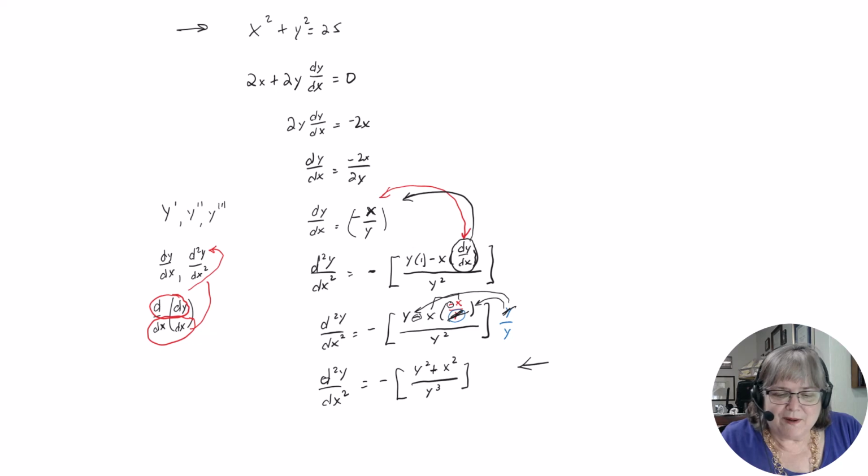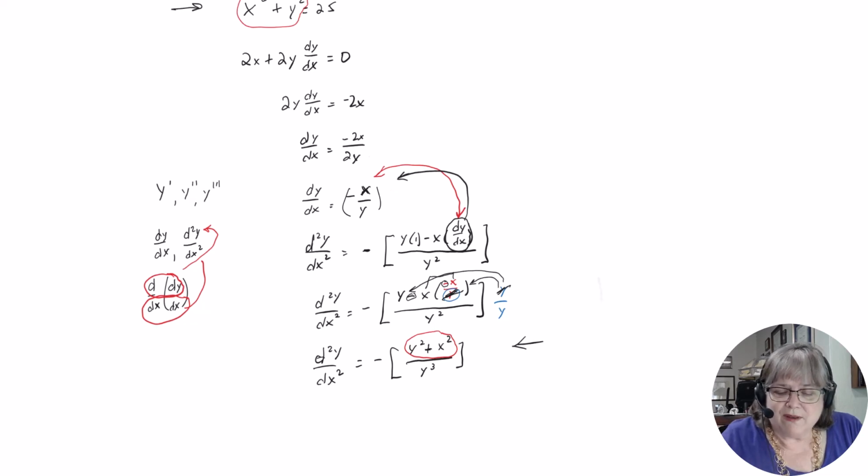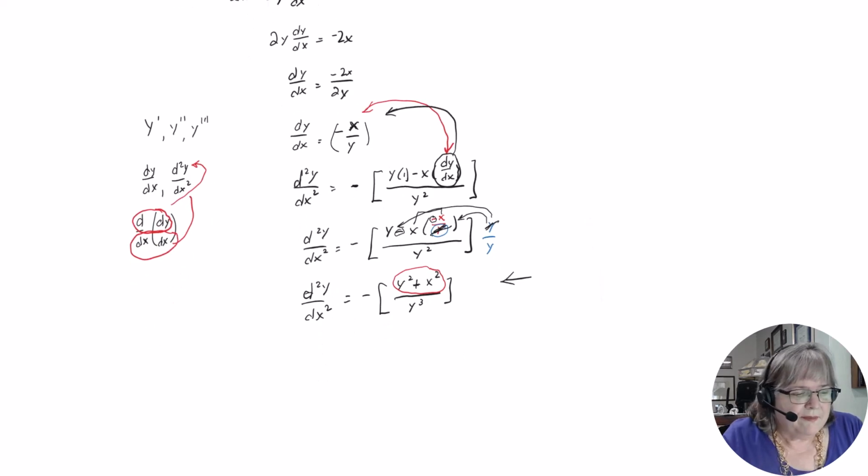Okay, do you see this part right here? This is x squared plus y squared. Even though this is backwards, this is x squared plus y squared, right? And the initial problem statement said x squared plus y squared is equal to 25, right? That's what it's worth. So what we're going to do is change this to minus, and x squared plus y squared is actually 25 over y cubed. And I really do like that.